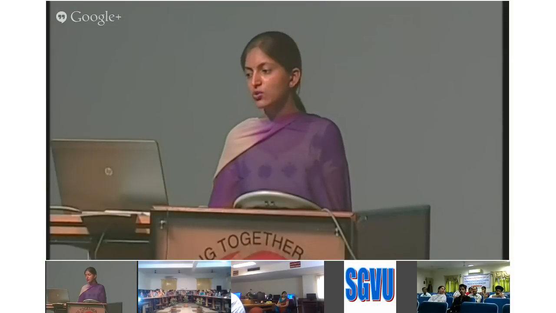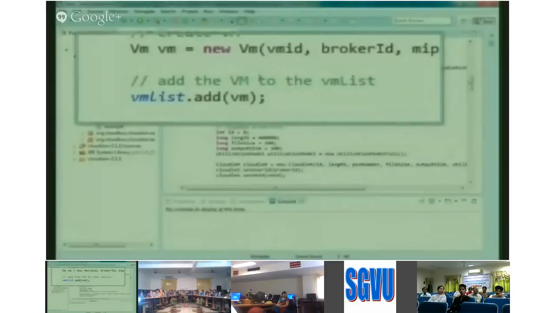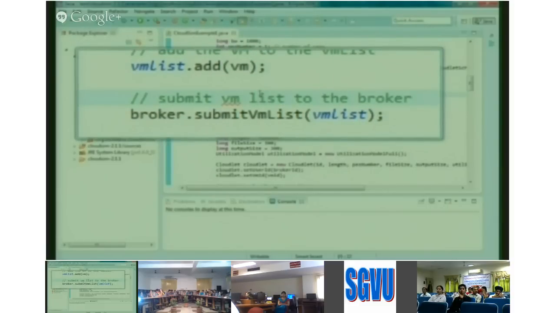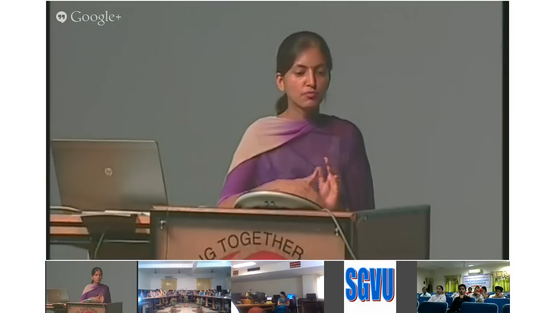And finally, you have to add these VMs to the VM list we have created before. VM list mein ye sari cheeze aapko add karni hai. So the function is VMList.add, and in the bracket you will specify the object of virtual machine, that is VM. Now you have to submit this virtual machine to the broker.